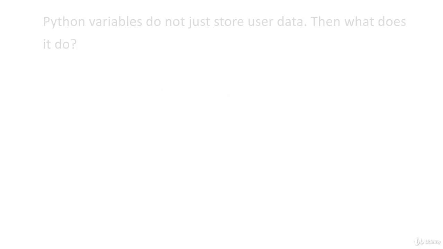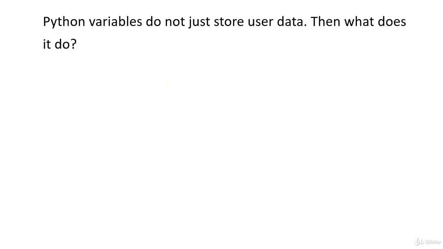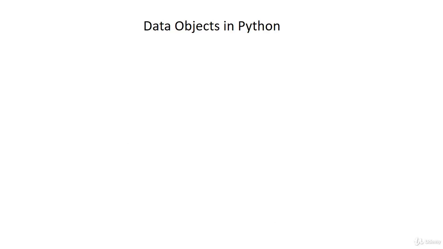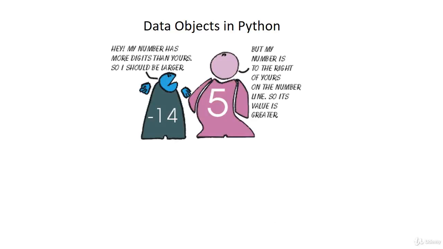Soon after, we are going to get into another concept called variables in Python. Trust me, variables in Python do not just store user data. Then what do they actually do? That's something we are going to learn in detail in our variable section of Python. After which we are going to look at different data objects in Python. We have numerous data objects, starting from numbers, strings, lists, tuples, dictionaries, and sets. So we are going to look at each of them in detail.